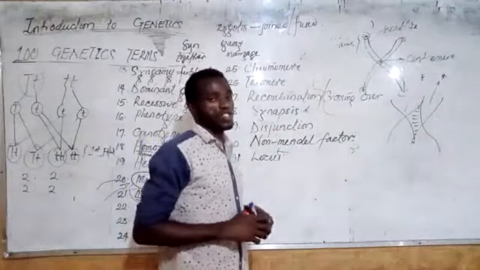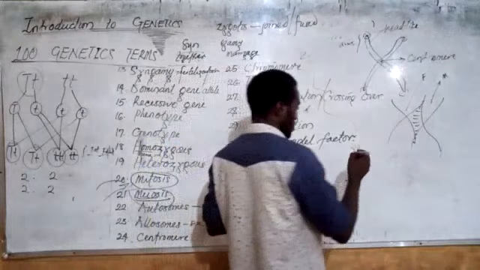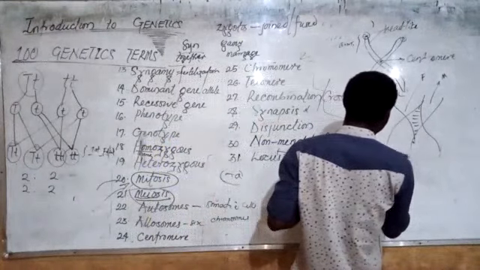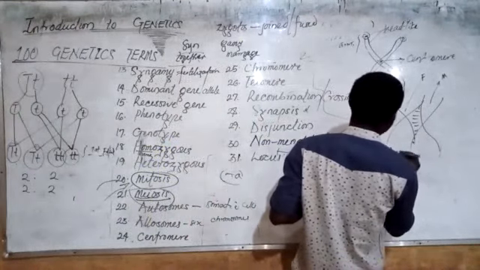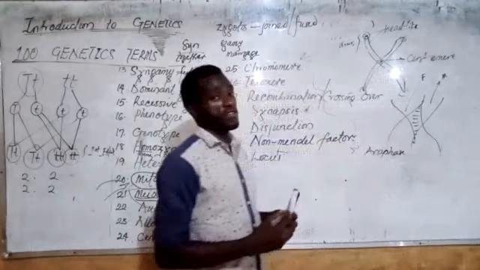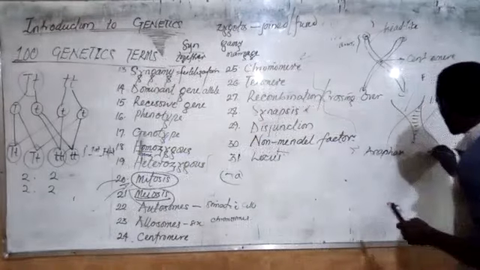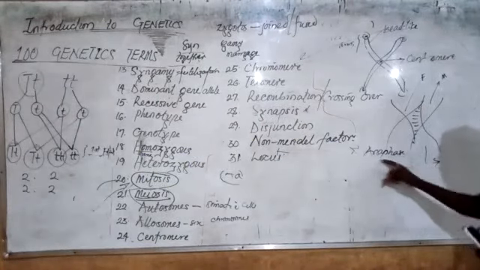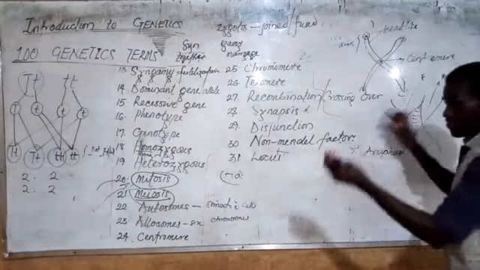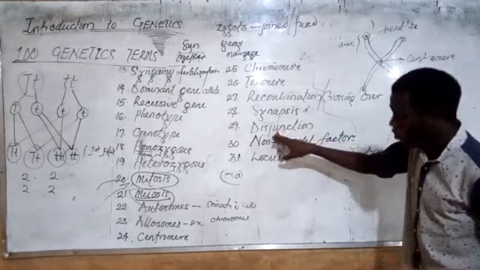Then disjunction. Disjunction is basically what happens at the anaphase. So after they have synapsed and exchanged genetic material through crossing over or recombination, I forgot to mention this. By the time they will be leaving, okay, yes. So at the anaphase is where they now leave. So that process of leaving is called disjunction.